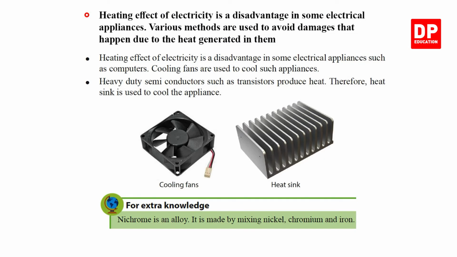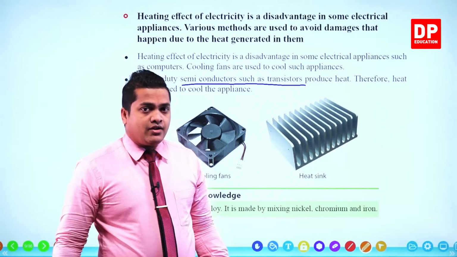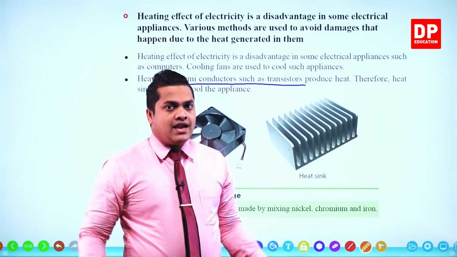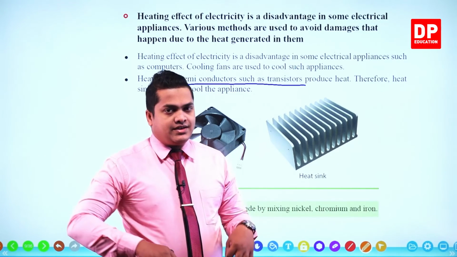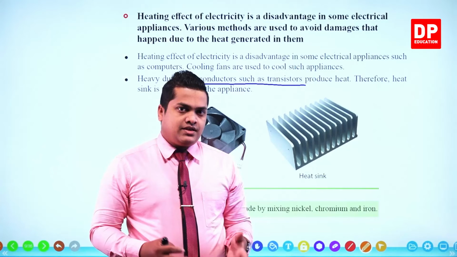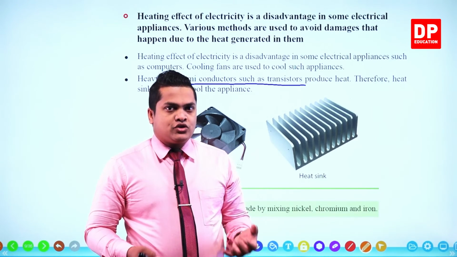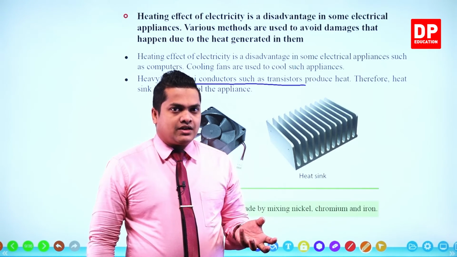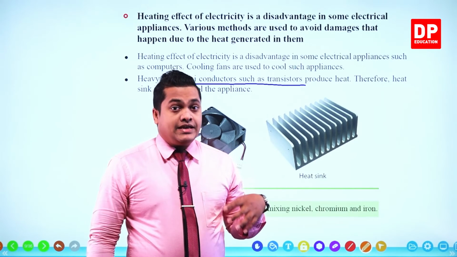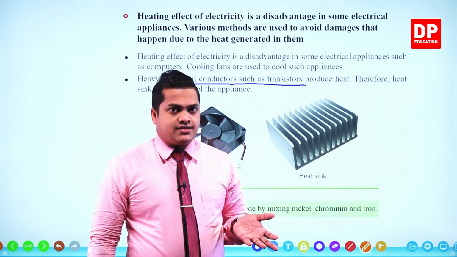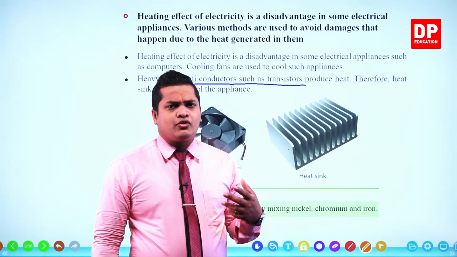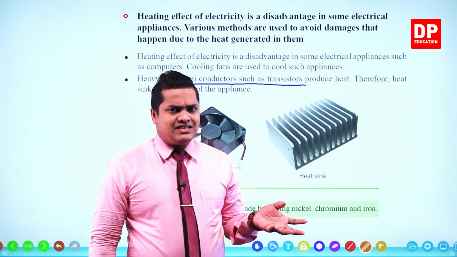So transistors. Semiconductor means they are going to partially conduct electricity. At a certain instance, they are passing electricity. At a certain instance, they are not passing electricity, partially conducting. So these materials which partially conduct electricity, they are heating up quite fast, like the transistors in circuits. So we'll be studying about transistors in grade 11 in detail.